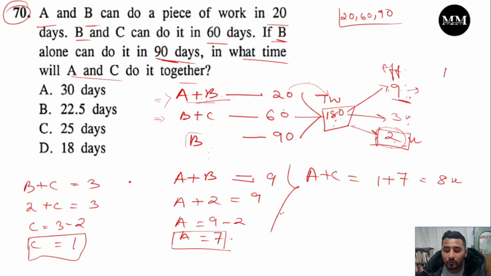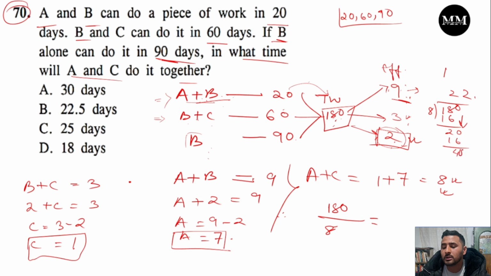So total work is 180, and A plus C work at 8 per day. So divide this one, and you'll get the answer. Start with the division: 180 divided by 8. 8 2s are 16. Bring this 0 down, and you get 40. So the answer will be 22.5 days. A plus C together can complete the work in 22.5 days. So for question number 70, the answer will be option B.